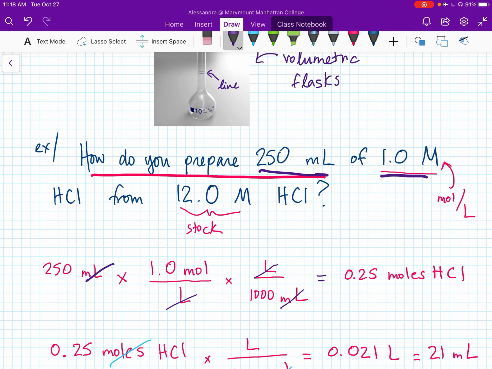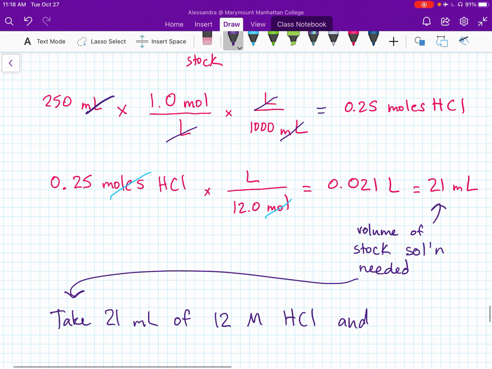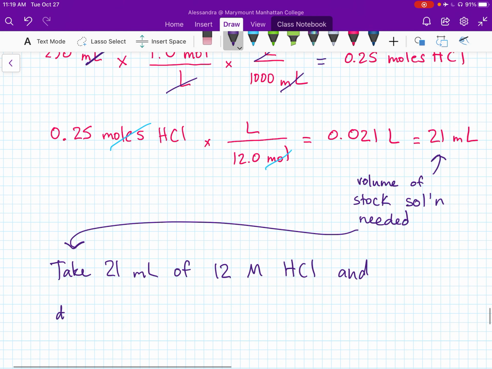So what you would do is you would pipette this 21 milliliters of 12 molar HCl into a 250 milliliter volumetric flask, and then you would add water up to the line. So you would dilute it to 250 milliliters with water.